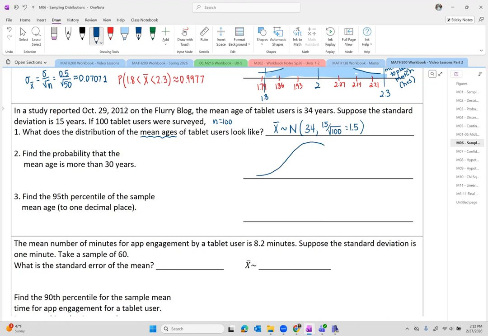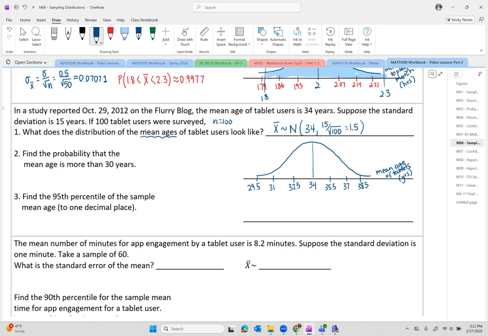So we want to draw a normal distribution. This will be the mean age of tablet users in samples of 100, n equals 100. That will be in years. The mean here will be 34, and the standard deviation will be 1.5. 3 tick marks to the left and 3 tick marks to the right: 35.5, 37, 38.5, and here 32.5, 31, and 29.5.